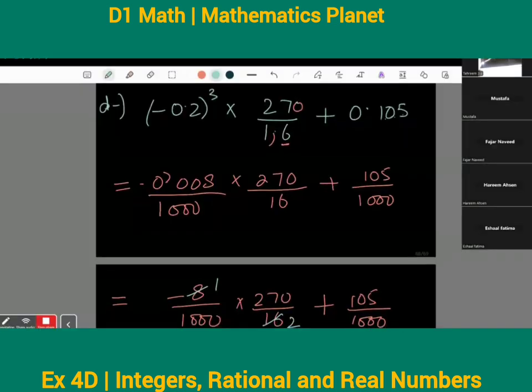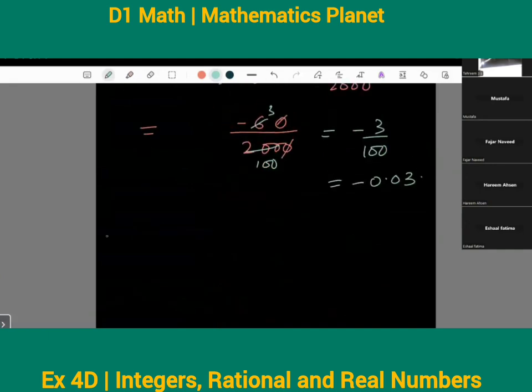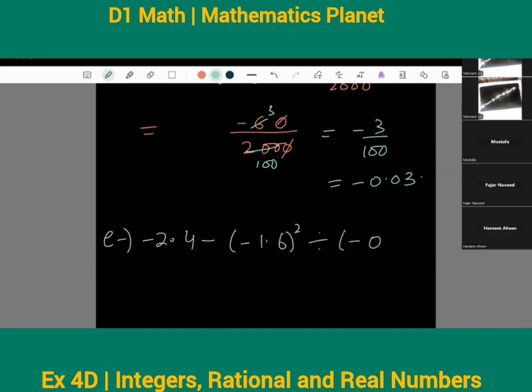So now we have completed D part and we have to do E and F part. Okay. So let's start part E. So part E says (-2.4) minus (1.6) cube divided by (-0.8) cube.